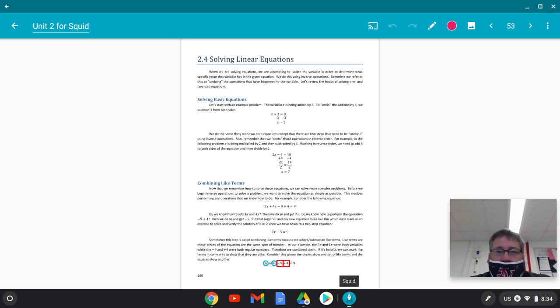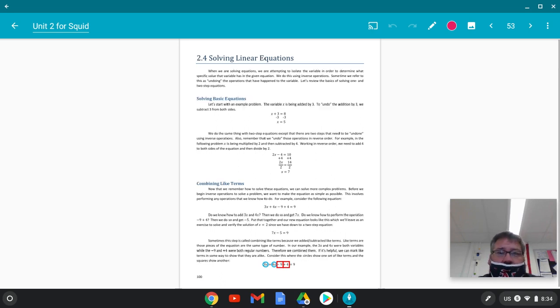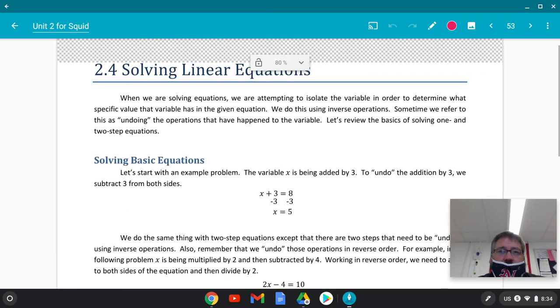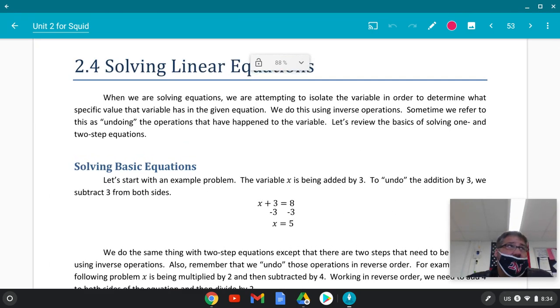Okay, so we're talking about solving linear equations. As we get into this, let's start with the first word, which is solving.